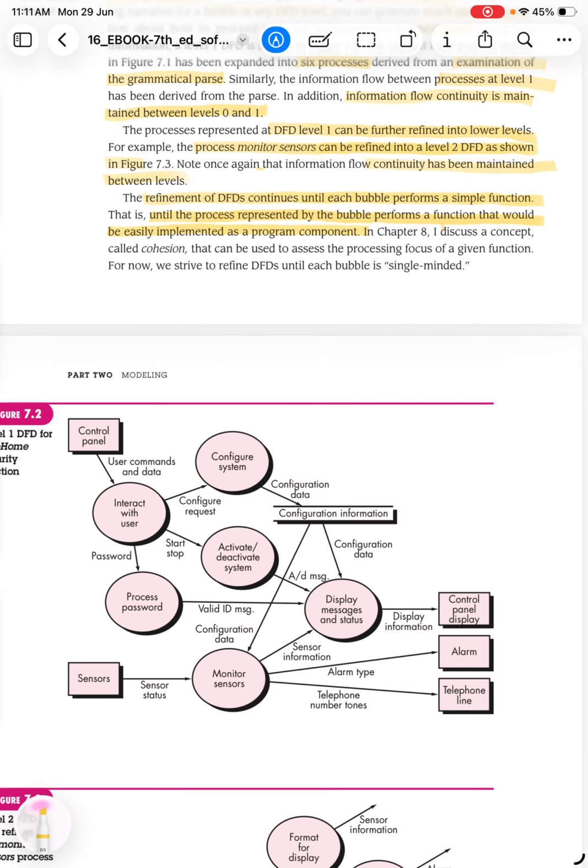In Chapter 8, we discuss a concept called cohesion that can be used to assist in determining the processing focus of a given function. For now, we strive to refine DFDs until each bubble is single-minded. Thank you.